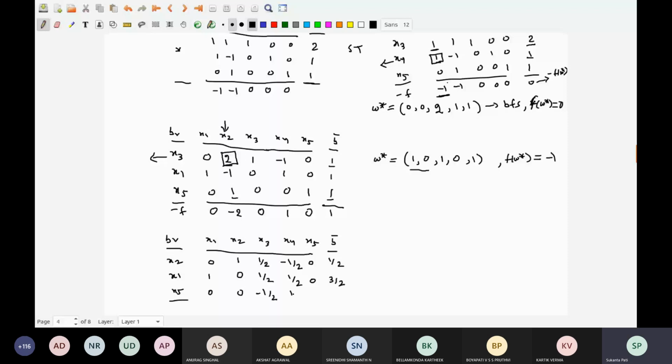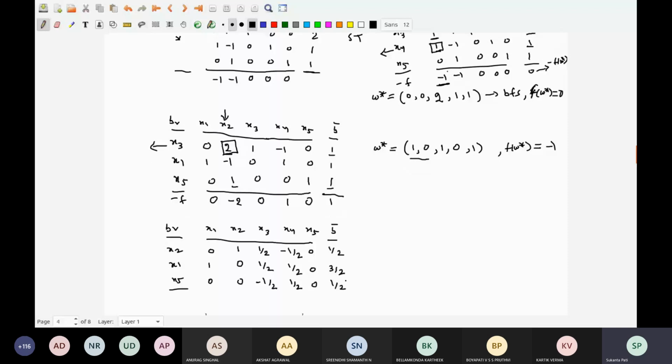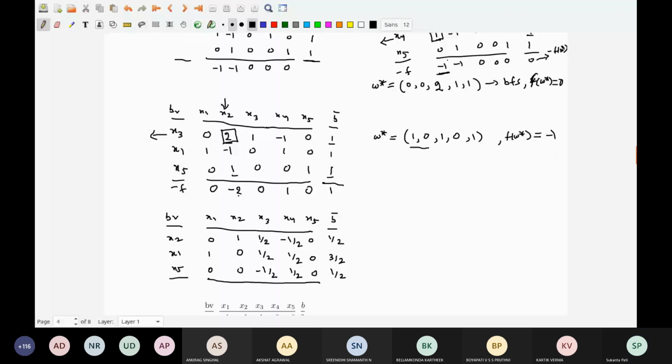Okay, and then what? Now you have to make the corresponding C bar entry also 0. For that I just add that pivotal row to this one, so that will make it 0, 0, 1, 0, 0, and then 2.